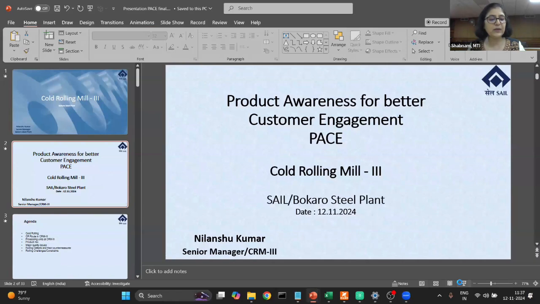Let us move to the second session for today: Rolling challenges and quality issues. For this session, we have two faculties who will cover CR and GP separately. Each will take approximately 20 minutes.